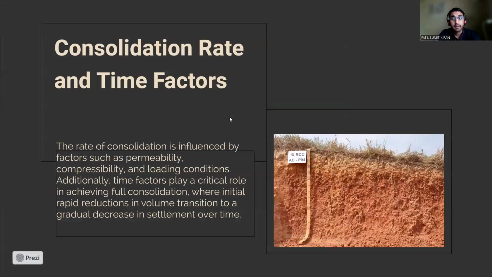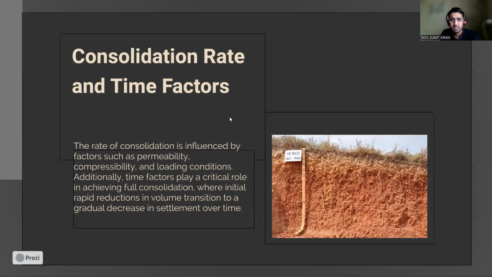Next is the consolidation rate and time factor. The rate of consolidation is influenced by factors such as permeability, compressibility, and loading conditions. Additionally, the time factor plays a critical role in achieving full consolidation, where the initial rapid reduction in volume transitions to a gradual decrease in settlement over time. The time required, the increase in the load, the type of soil, and the permeability of the soil, all these factors affect the actual percentage of consolidation as well as the time required for consolidation.